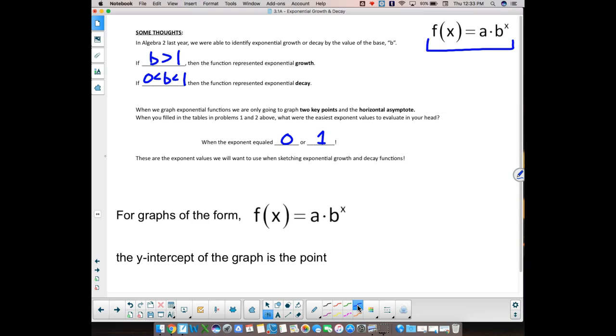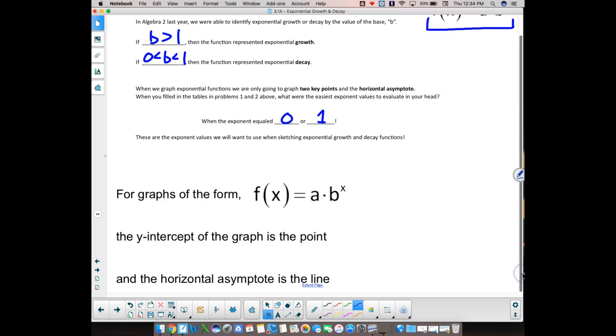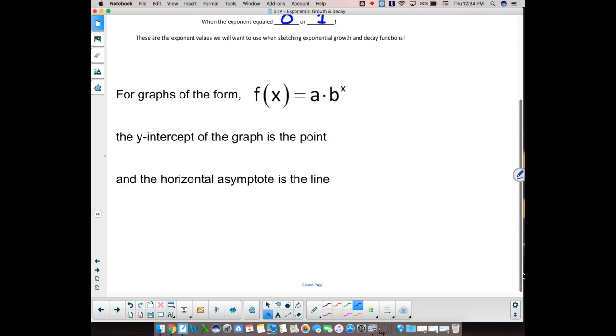This next part, by the way, just for you guys following along, it's actually in the middle of the next page. Okay? For the graphs of that form, the y-intercept of that graph, where is the y-intercept of this function? Y-intercept is a point. So I need something, comma, something. You know what I mean? I need two values. Okay?